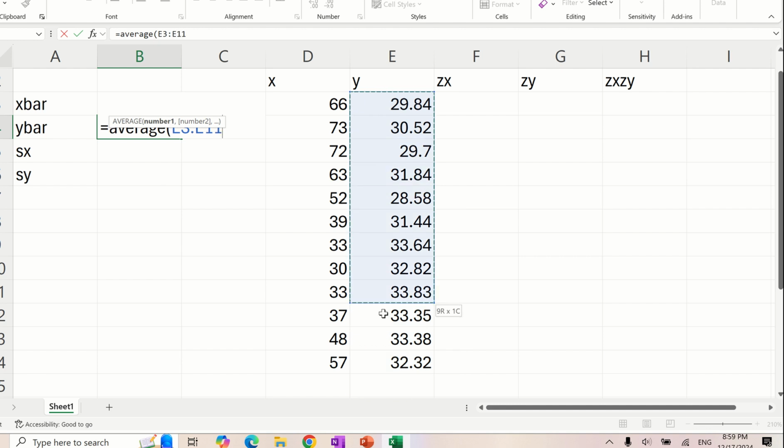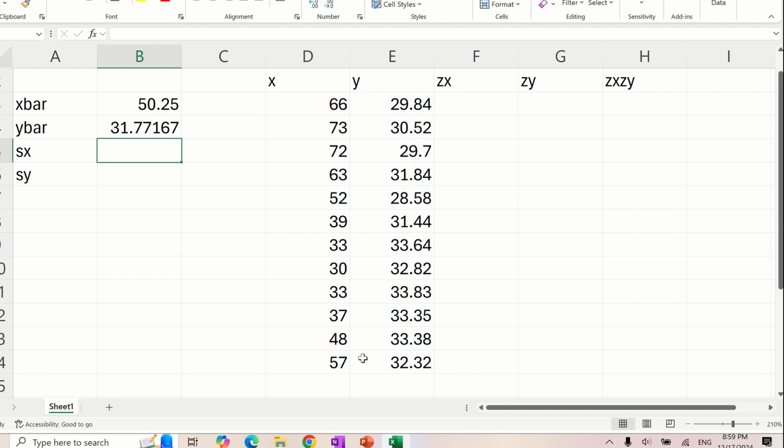Oops, I gotta just select these. There you go. And then I'm going to do the SX. Now, they said in the problem that they want us to round to 2 decimals, okay? Except for the correlation coefficient, they want us to round to 3. So let's round this to 2 decimals, 31.77, okay? All right, and that's 50.25, so we can leave it like that.